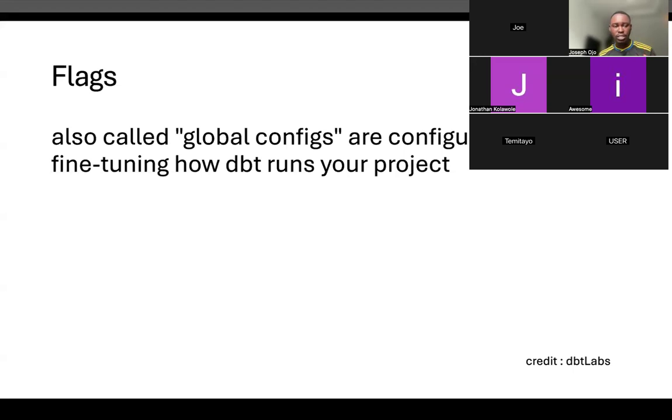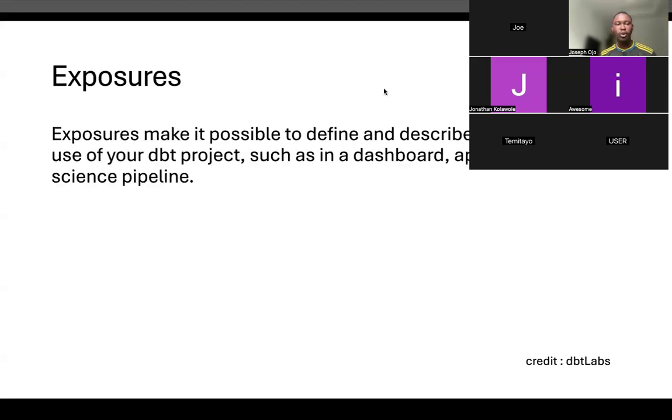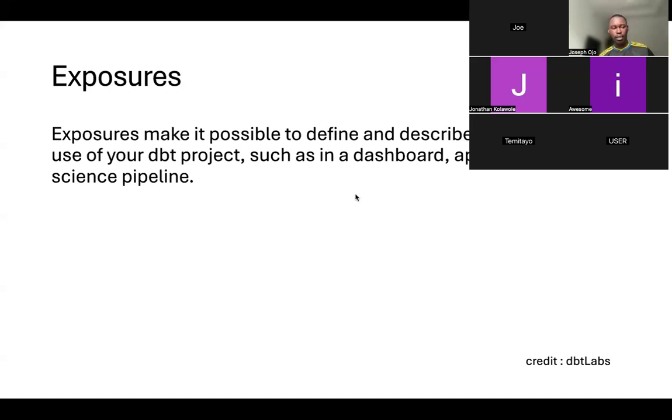So to go to the next one is called exposures. And this is something that is not as popular as it should be. One of the beautiful things about dbt is the documentation aspect, the lineage, where you see dependency out of the box. You can see that model A depends on model B, and model B connects to model C, and like that.